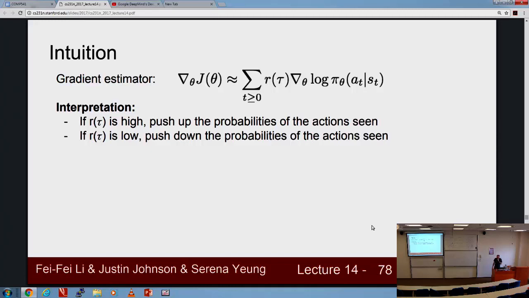Okay, so what does this do? Let's look at this and try to understand this formula. In which direction would it push our parameters? For a given trajectory tau, we just played the game once, and we have a cumulative reward of r tau. The gradient with respect to theta of the objective function is basically this thing. That means if r tau is positive and high, it's going to push the probabilities of the used actions up. And if r tau is negative, low, it's going to push them down. That's pretty much what it's doing.